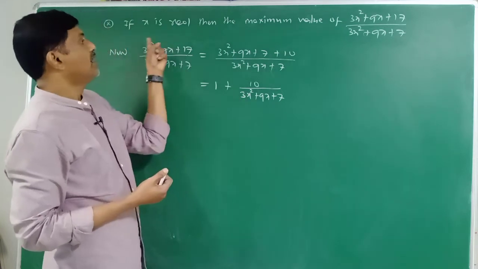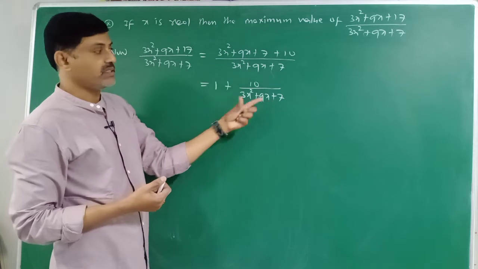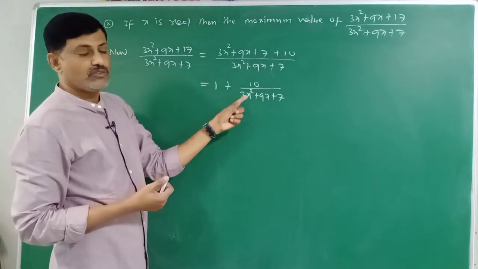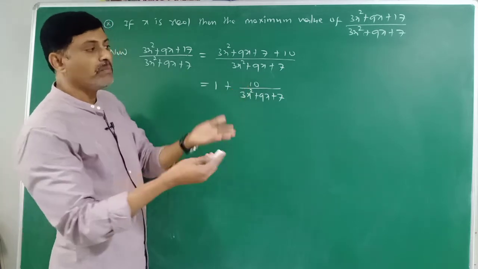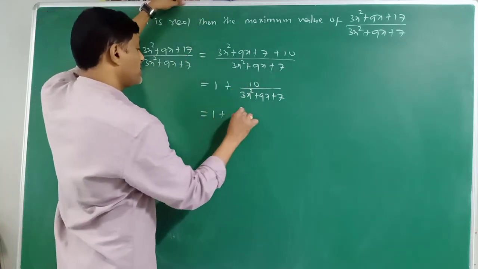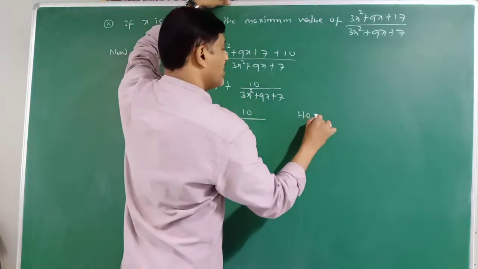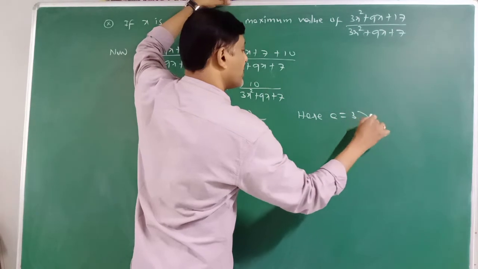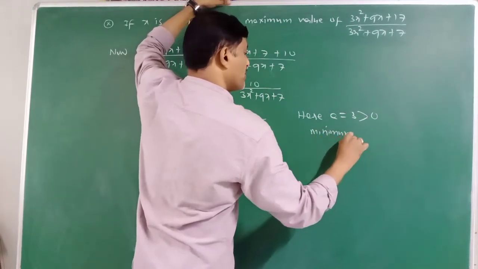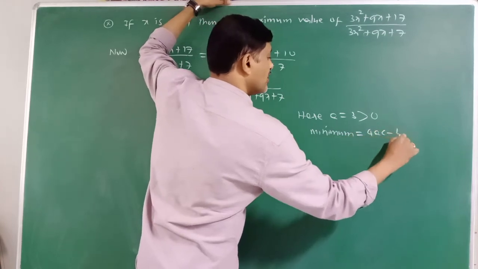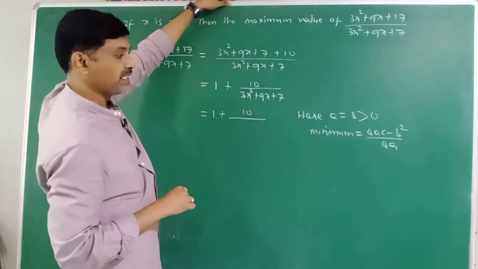Now we have to find the maximum. 1 plus 10 by this, where this is a quadratic expression whose leading coefficient is positive, so it has a minimum. And 1 by the minimum will become the maximum. Therefore, what is the minimum of this? Here a is 3, greater than 0, so we have a minimum. The minimum is equal to (4ac minus b²) by 4a.